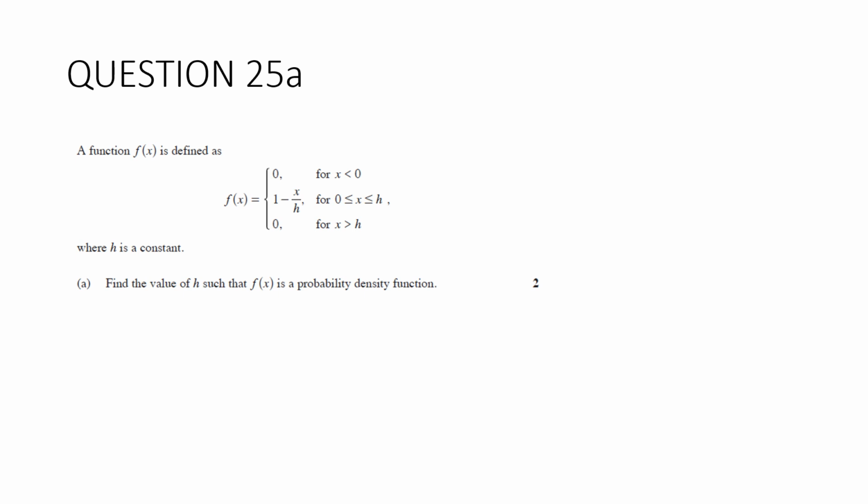Question 25a. A function f of x is defined as shown, and h is a constant. Part A, find the value of h such that f of x is a probability density function. Now we can see that this is a continuous random variable because we've got inequalities. It's obviously not discrete, which means that the integral between 0 and h of 1 minus x over h dx has to equal 1. So let's integrate.